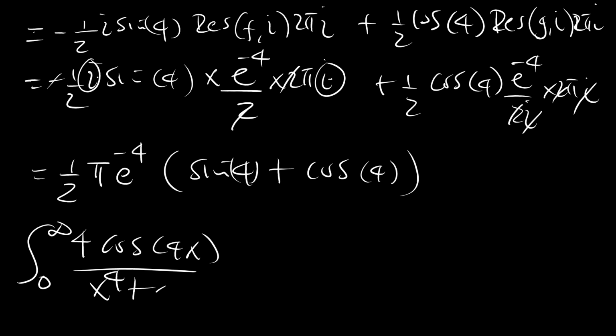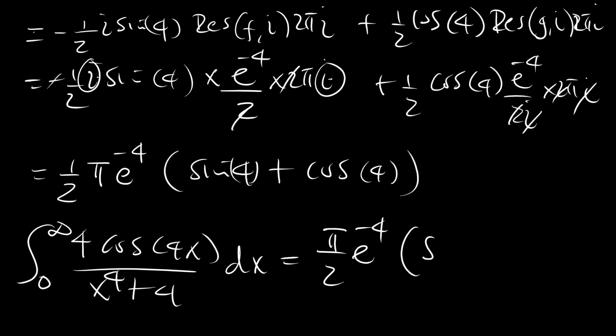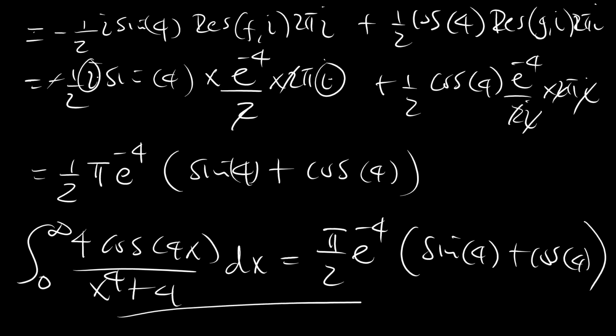So in other words, the integral from 0 to infinity of cosine of 4x over x to the 4th plus 4 equals pi over 2 times e to the power negative 4 times sine of 4 plus cosine of 4. It's a very strange answer, and I don't know how one would have been able to work this problem out within the short time. But I'm also certain you could have tried to work with the residues earlier than we did attempt to do it.